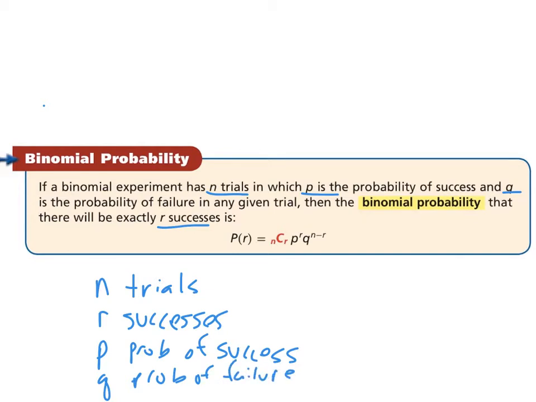Once you know those, then you can use our formula. It's the combination nCr times the p raised to the r power times the q raised to the n minus r, whatever that n minus r value is, power. That's what we're going to use to compute probabilities for the next part of this assignment. So I'm just reminding you of that. Let's check out the problems.